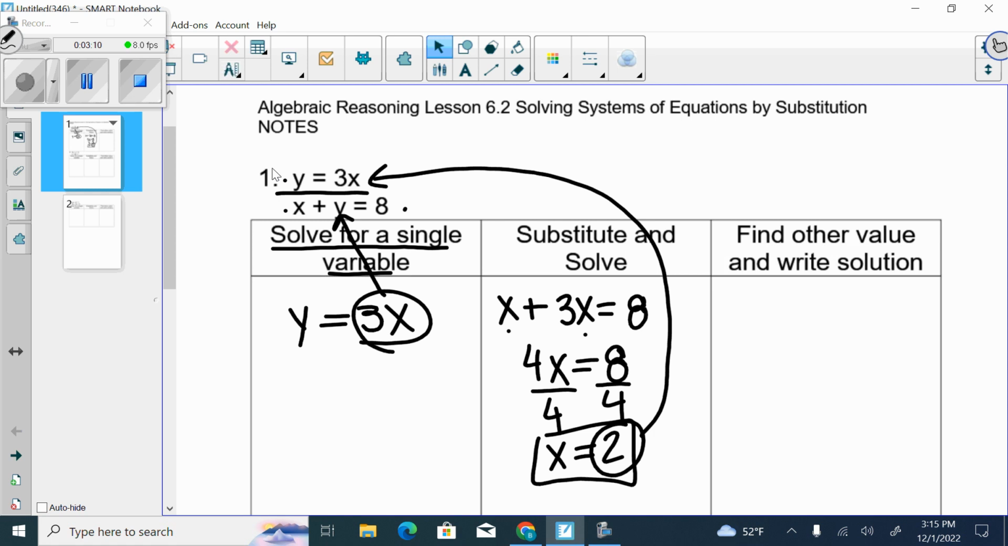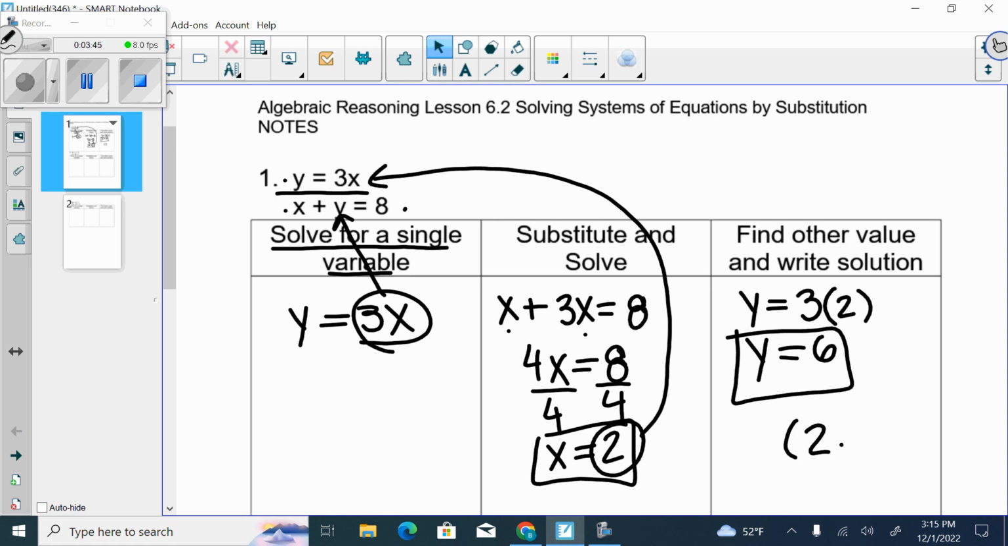So I'm going to rewrite the equation and replace the x. So that first equation is going to be y equals, we have 3 times, what did we say we can replace x with? 2. Alright, so now I just need to simplify. What is 3 times 2? 6. So y is equal to 6. Alright, so I found x and I found y. Now I just write them as a coordinate point or an ordered pair. So the answer is going to be 2, 6.